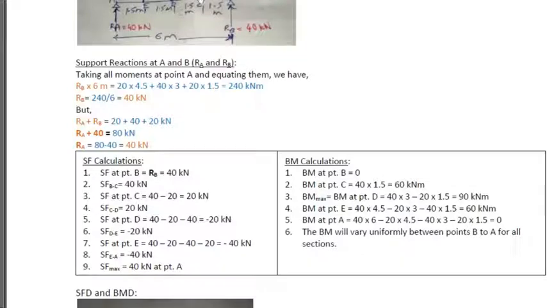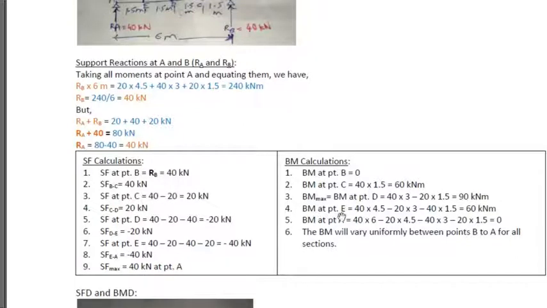Therefore, BM max is equal to BM at point D, and it is because of both this 40 kilonewton and 20 kilonewton loads. Now 40 kilonewton is positive, so 40 into 1.5 plus 1.5, so 40 into 3, and this 20 is negative, so minus 20 into 1.5. So here it is 40 into 3 minus 20 into 1.5. After calculation it comes to 90 kilonewton meter and this is the maximum BM.